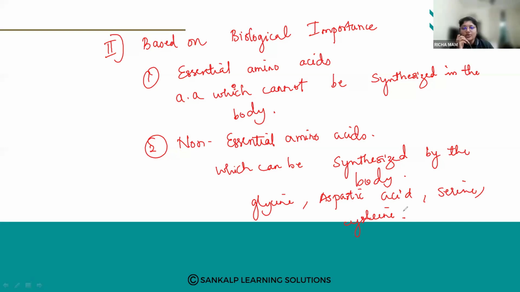What are essential amino acids? These amino acids cannot be synthesized by our body, and they should be obtained through the diet. And what are non-essential amino acids? These are the amino acids which can be synthesized by our body. And what are the examples? Glycine, aspartic acid, serine, cysteine, etc.